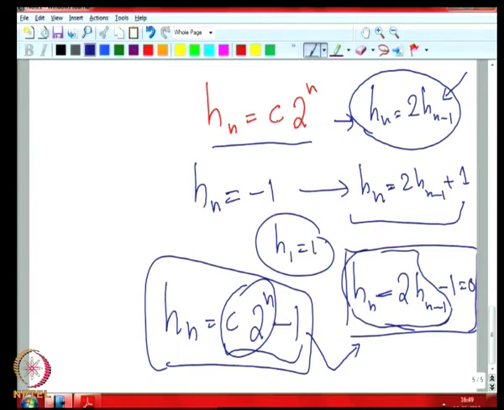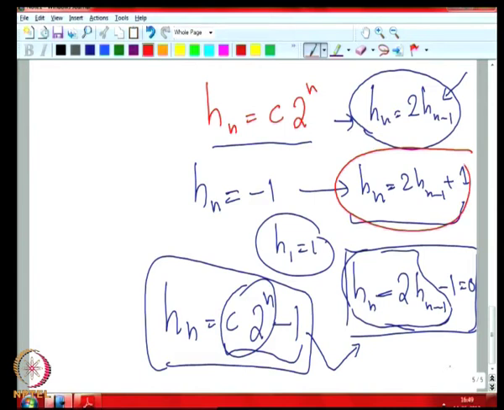since h n equal to C times 2 raised to n is a solution of the homogeneous part, that is h n equal to 2 into h n minus 1, and h n equal to minus 1 is a particular solution for this one, h n equal to 2 times h n minus 1 plus 1. So, indeed h n equal to C times 2 raised to n minus 1 is a solution for this recurrence relation.